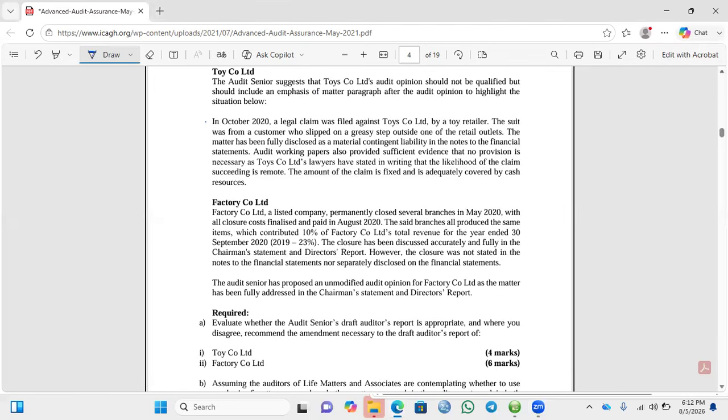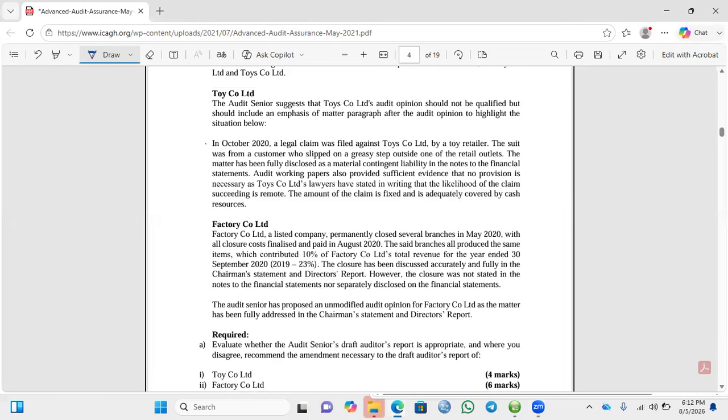Is it appropriate? Before we look into the solution, let's look at the toy. For the toy, the audit senior suggests that Toy Company Limited audit opinion should not be qualified, but should include an emphasis of matter paragraph after the audit opinion to highlight the situation below. So we are being told a legal claim was filed against Toy by a retailer. The suit was from a customer who slipped on a greasy step outside one of the retail outlets. The matter has been fully disclosed as a material contingent liability in the notes to the financial statement.